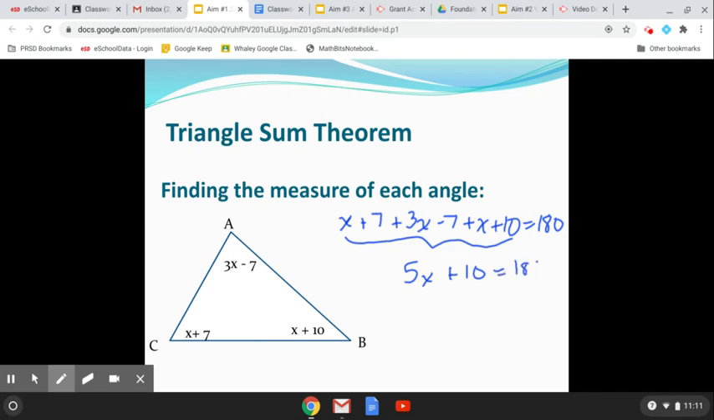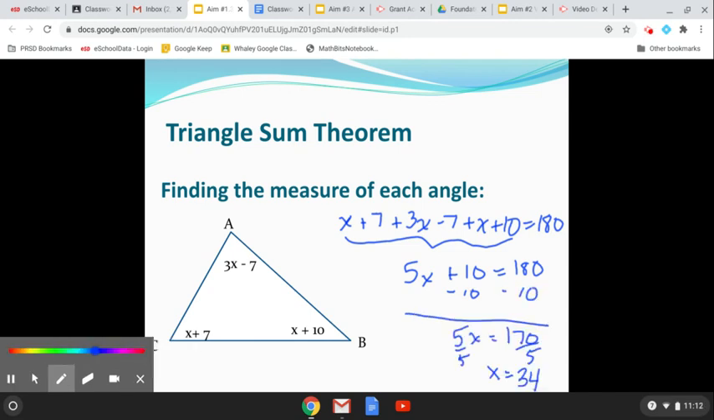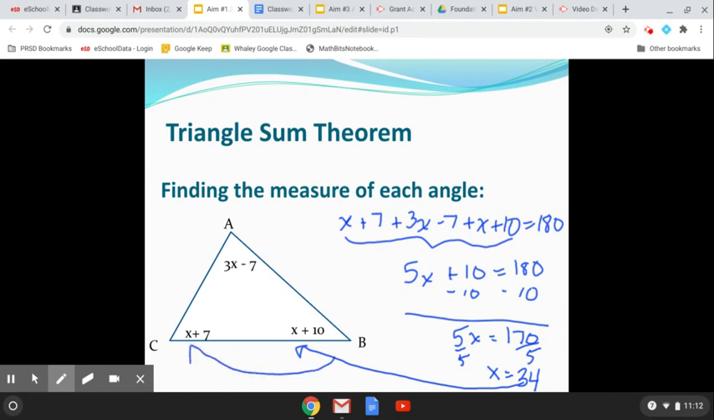And now I just go ahead and solve this equation. So subtract 10 on both sides. In fact, let me pause the video and I'll come back once I have the answer. Okay, so once you solve the equation, you end up with x is equal to 34. But remember, 34 is not the measure of any of those angles. You actually have to take 34 and substitute it back into x in each one of these angles to find out what they are. So take a second. We can go ahead and do that. Let me pause the video and we'll come back with the answer.